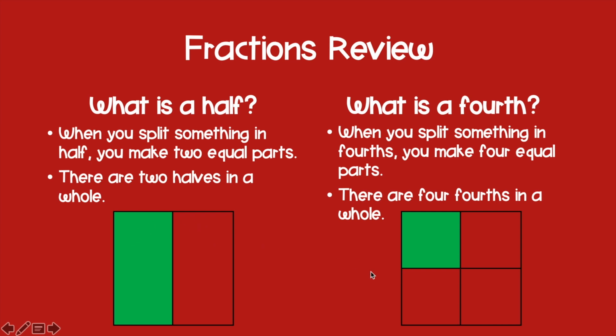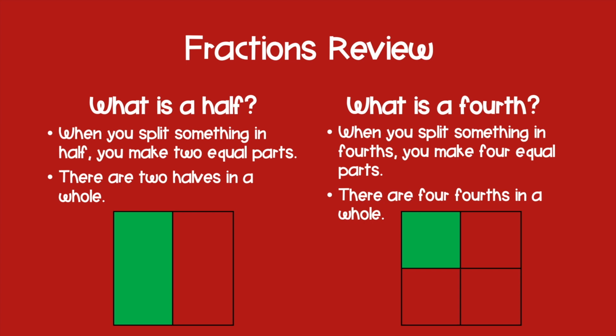What is a fourth? When you split something in fourths, you make four equal parts. There are 4/4 in a whole. 1, 2, 3, 4 parts in this whole square. And if you notice, all of these pieces are equal. We are making equal shares.